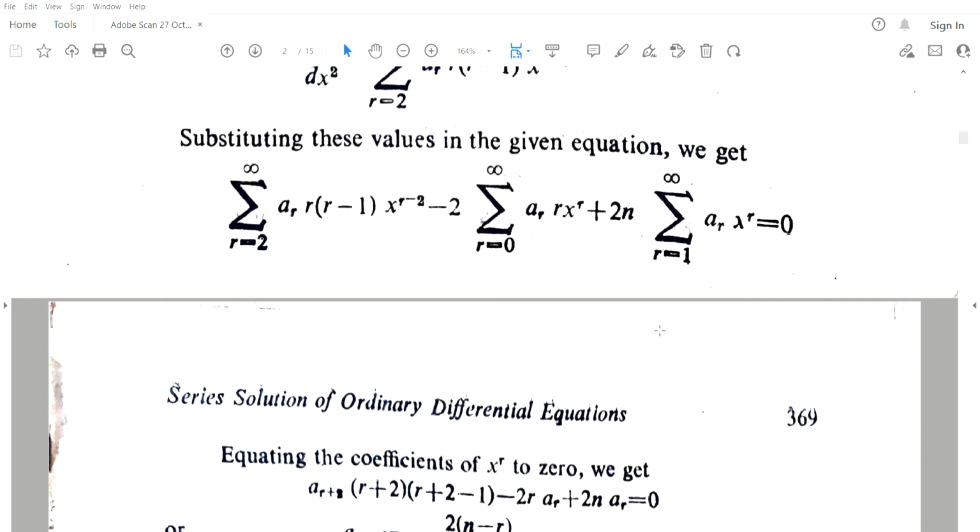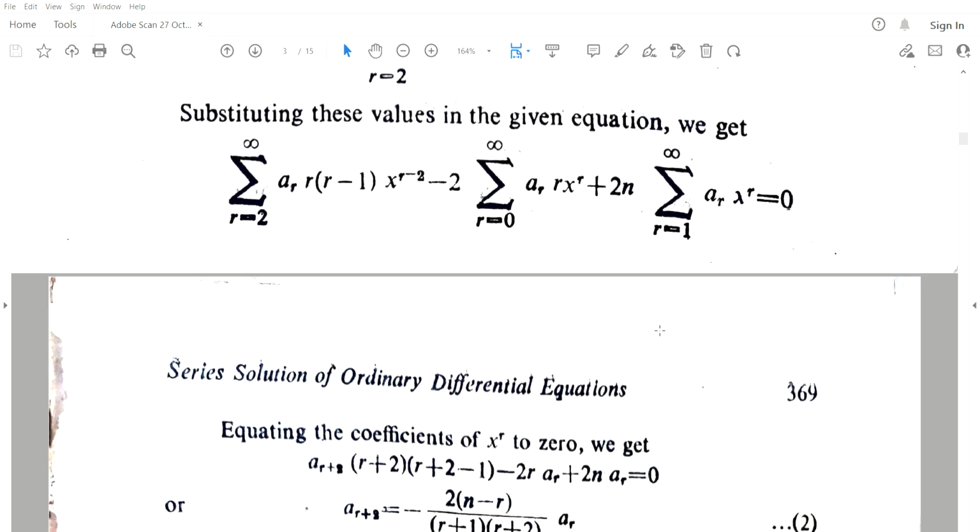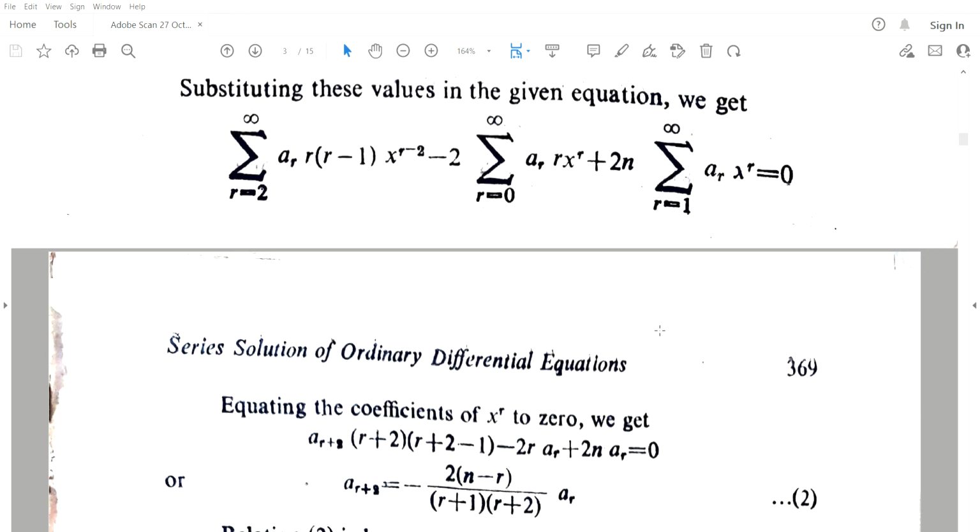Therefore, you can write it here. They have written r is equal to 2 to infinity. You can write it r is equal to 0 to infinity, it doesn't matter. So for the first term, put r is equal to r plus 2. That will give you the x to the power r term. Therefore, that will be the coefficient a r plus 2 into r plus 1.